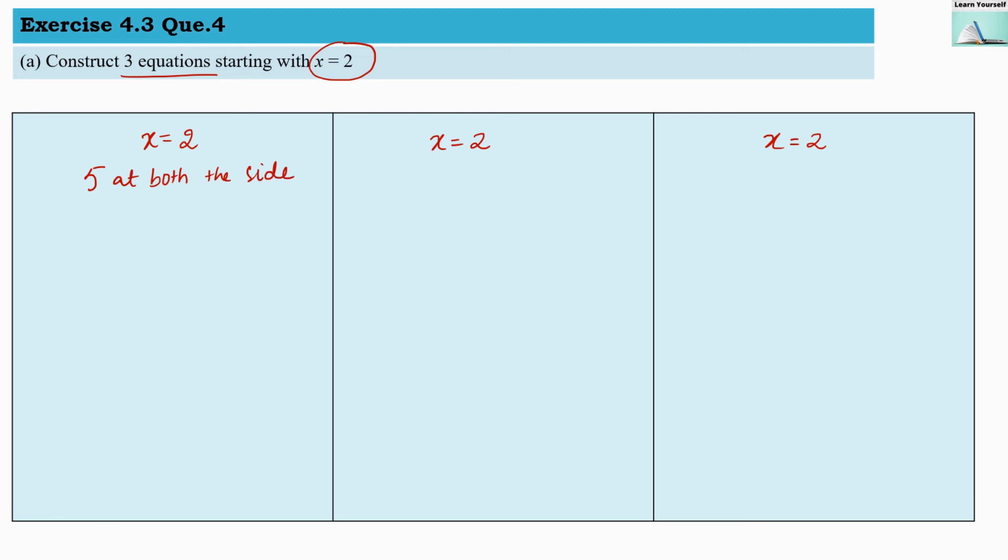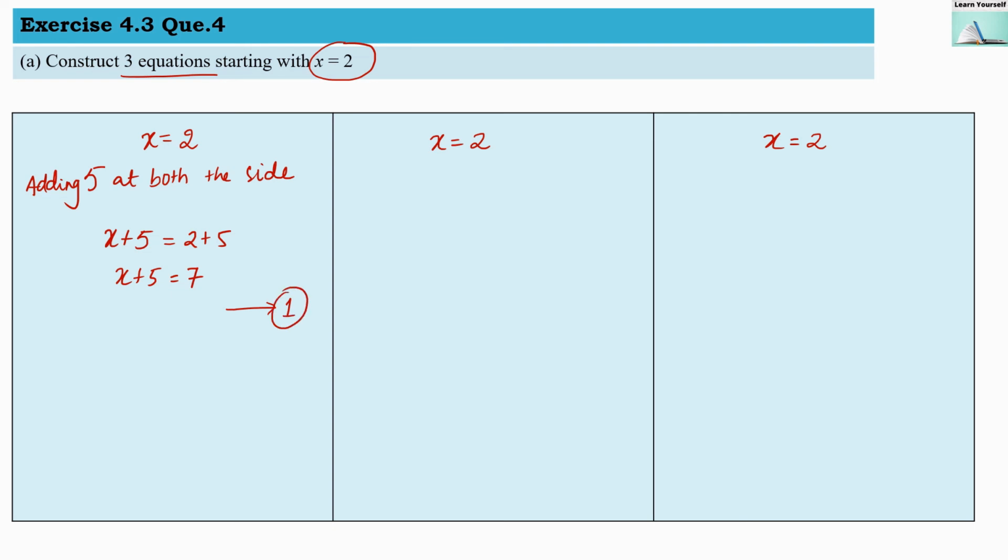So when we are adding 5 at both the sides, we will have x plus 5 equals 2 plus 5. So it is going to be x plus 5 equals 7. You can leave it here, or you can add something more to this, by multiplying 2 at both the sides, or by dividing 2 at both the sides, or whatever operation you want to do. But this is our first equation.